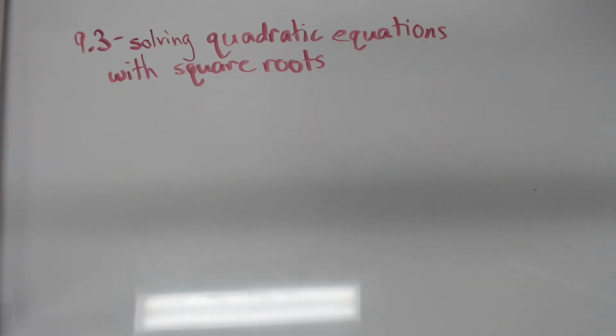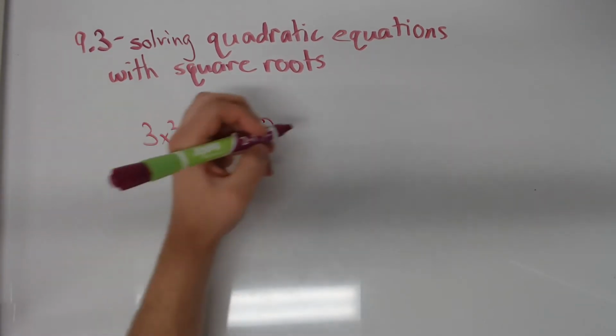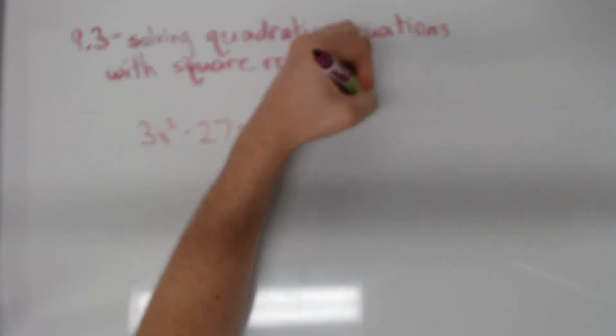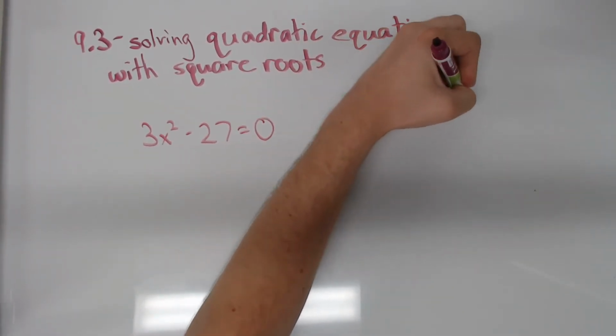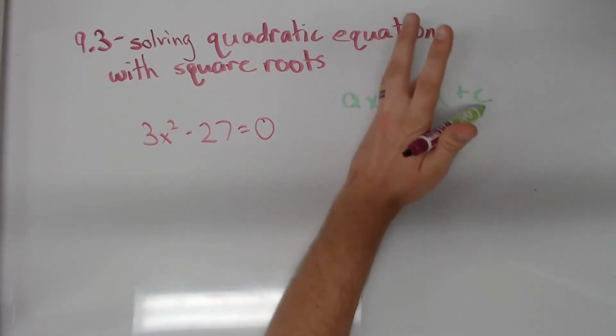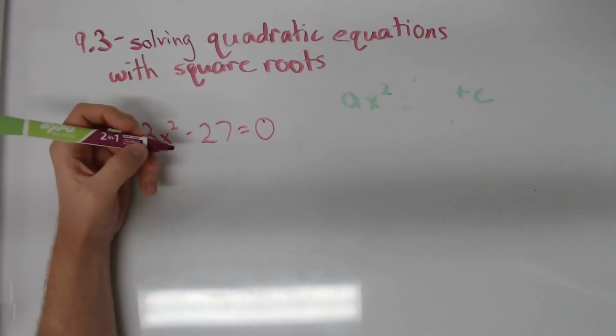So lesson 9.3 has us solving some special kinds of quadratic equations. And the only thing that makes these special and able to be solved with normal algebra skills is that we're still missing that b value. So first example of this, notice, when I look at standard form, it's ax squared plus bx plus c. Well, we don't have the b value. That's what makes this possible. Otherwise, we got to rely on some other strategy.